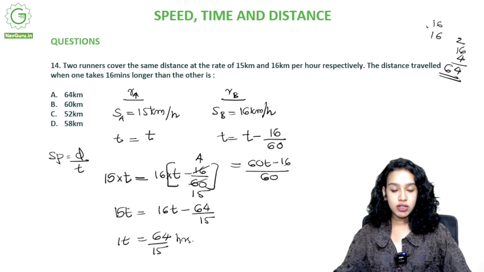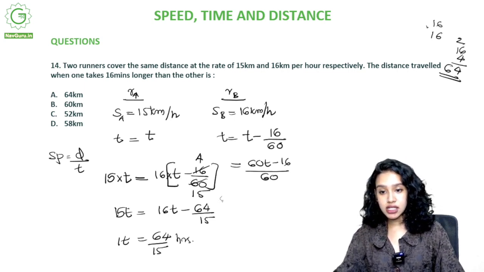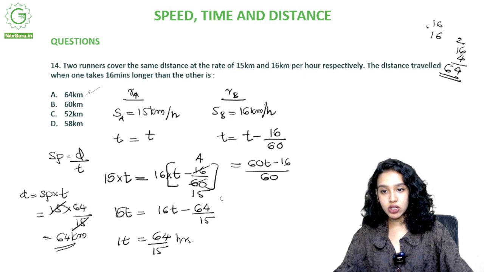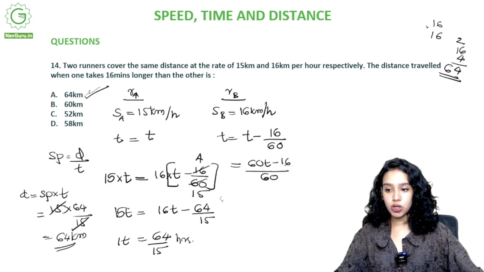Now the distance travelled when one takes 16 minutes longer. So now we have to calculate the distance travelled, right? Now the distance is equal to speed into time. So we'll take it as 15 into 64 by 15, right? So the distance travelled is 64 kilometers. So here we got the answer as 64 kilometers.